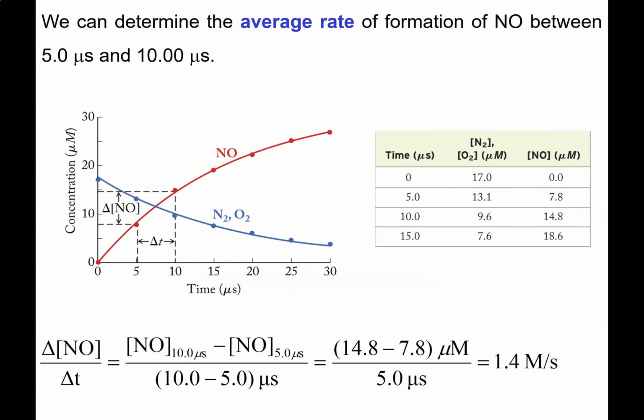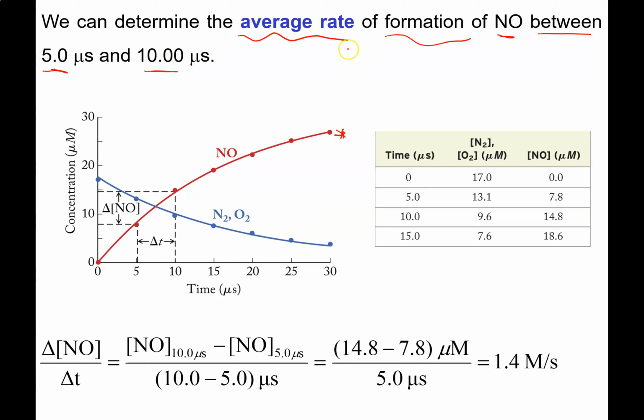Okay, so one way that we will talk about the rate, because we have to be very clear how we define the rate since it's going to change over time, is as the average rate between two time points. So this would be an example of using one of these curves to calculate the average rate between two time points. In this example, we're going to calculate the average rate for the formation of NO, so we're focusing on the red curve, between 5 microseconds and 10 microseconds.